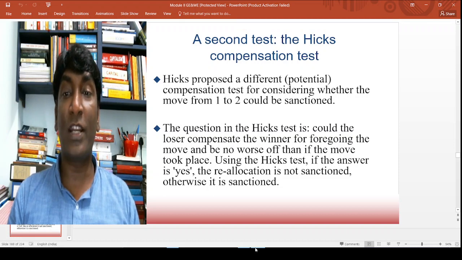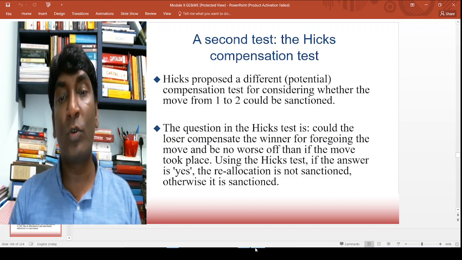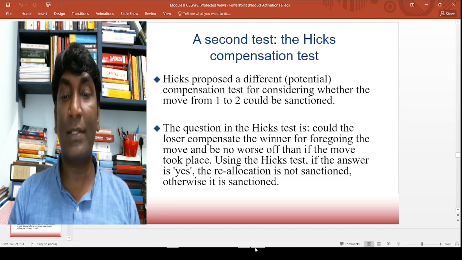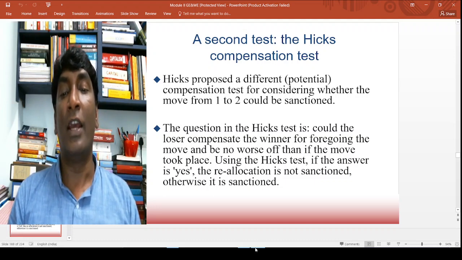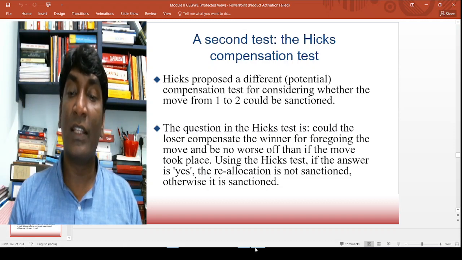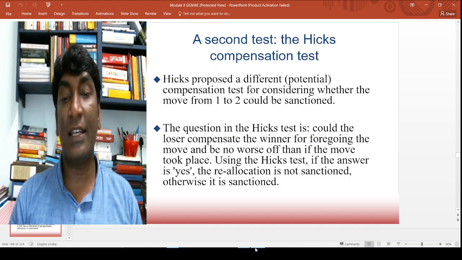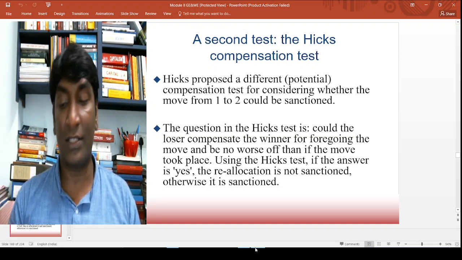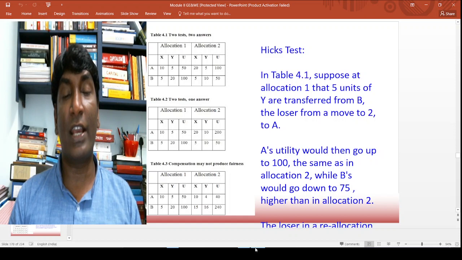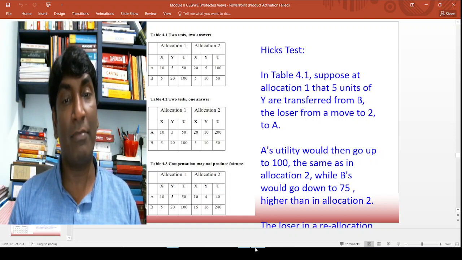So, Hicks proposed a different potential compensation test for considering whether the move from 1 to 2 could be sanctioned or not. Under his understanding, the question in the Hicks test is whether the loser could compensate the winner for foregoing the move and be no worse off than if the move took place. That is, using the Hicks test, if the answer is yes, the reallocation is not sanctioned, otherwise it is sanctioned. So let's look into the possibility of a Hicks test based on that same understanding.